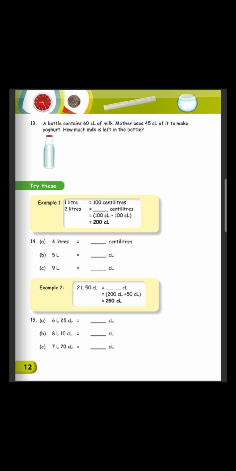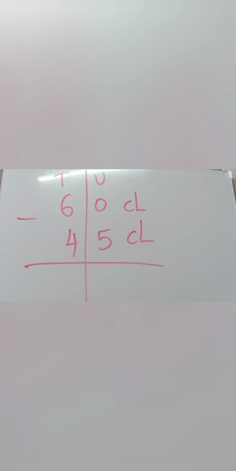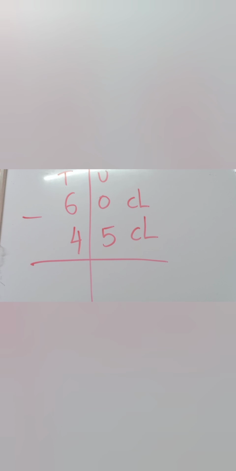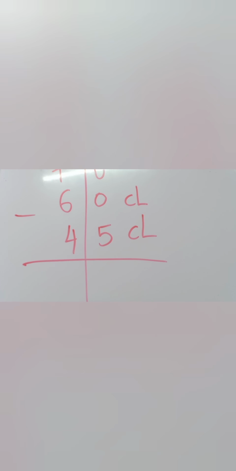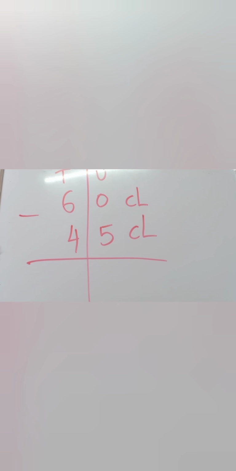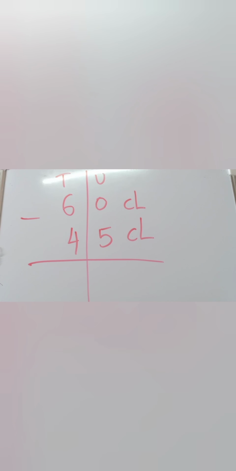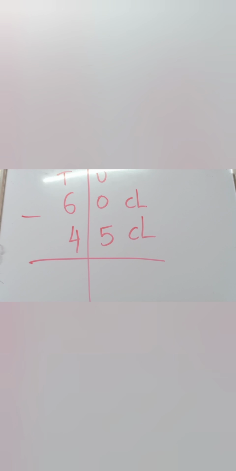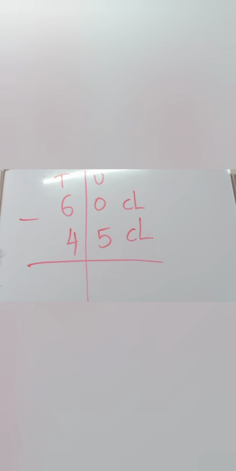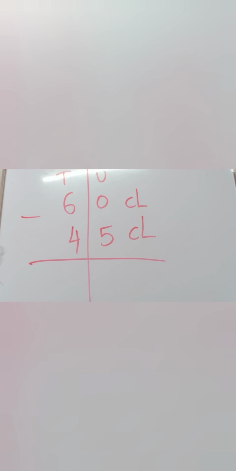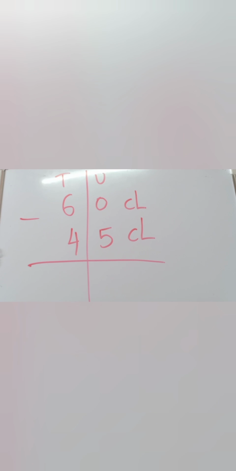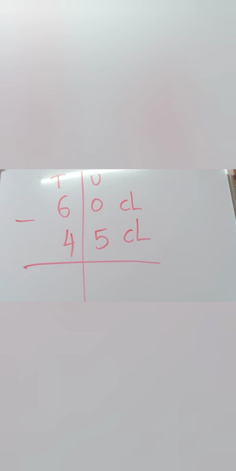Let us work this out together. 60 centiliters is 0 units and 6 tenths. And 45 centiliters is 5 units and 4 tenths. Do not forget to write centiliters and to put the minus sign, I repeat, the minus sign. Now, you should start to work with the units column.